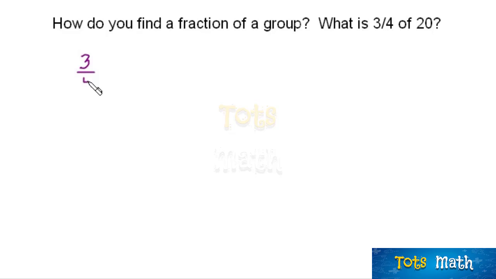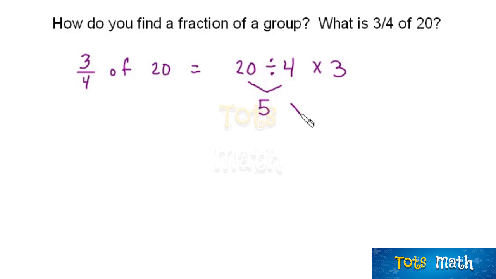One way to think about 3/4 of 20 is to think of dividing 20 by 4 and then taking that answer and multiplying it by 3. 20 divided by 4 is 5, and 5 times 3 is 15. And that's the answer we got before visually. That method works really well when the denominator is a factor of the whole, in this case 20.